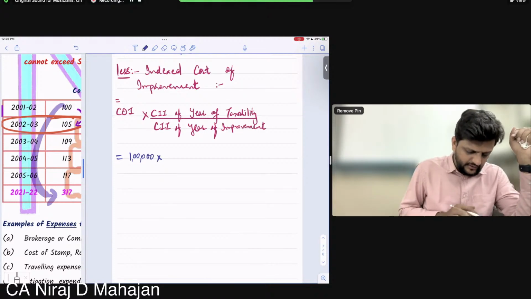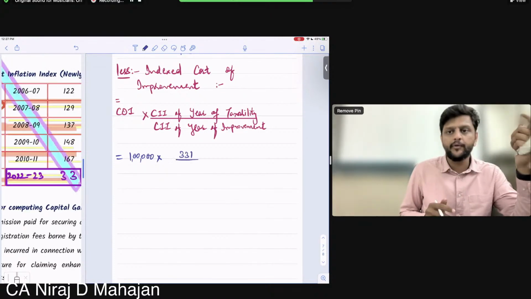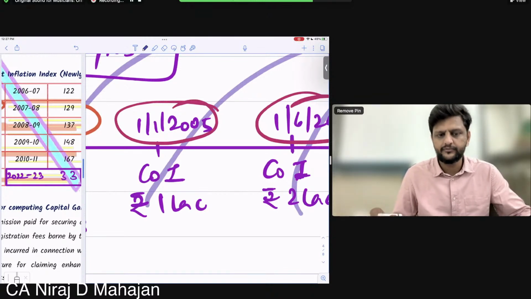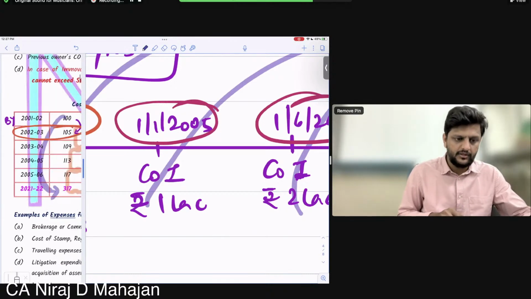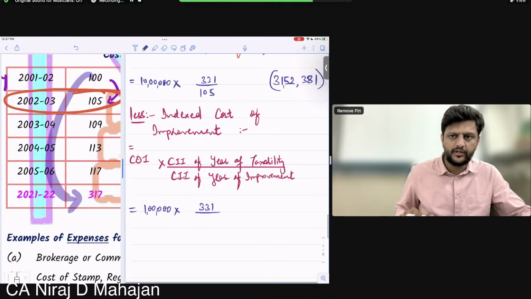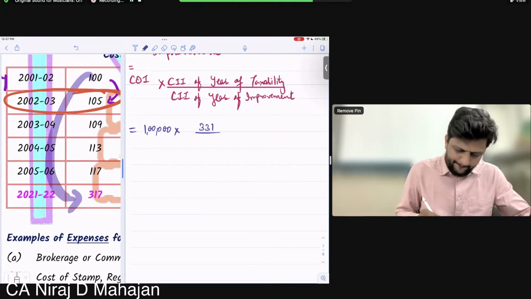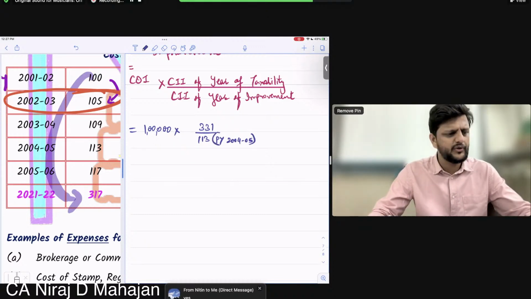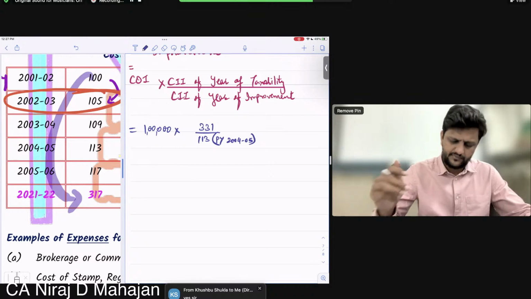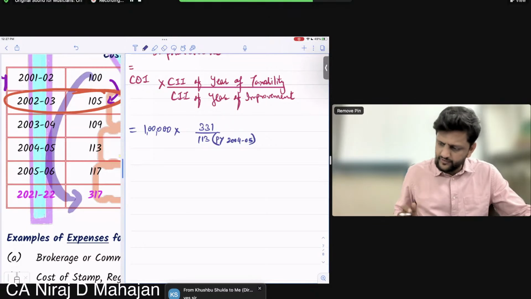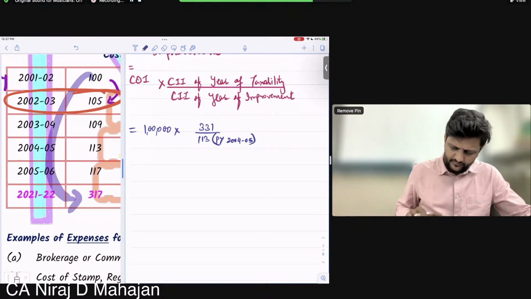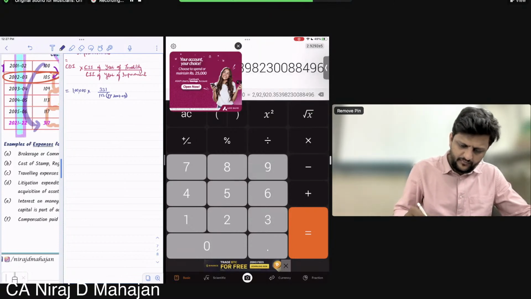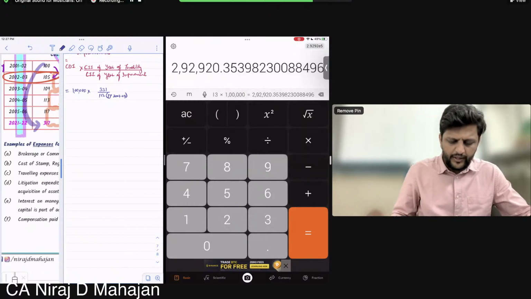CII of the year of taxability, current year, 331, upon year of improvement. Which year we did the improvement? First one 1/1/2005. That means which year? 4/5. And 4/5 indexation is 113. Understood everybody? I'm writing here in bracket 2004-5 PY. 331 is very much clear to everybody, that is your current year CII. So let me write down this figure also: 2,92,920. Correct everybody?